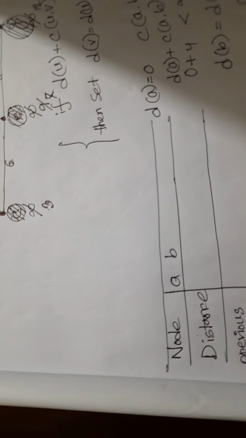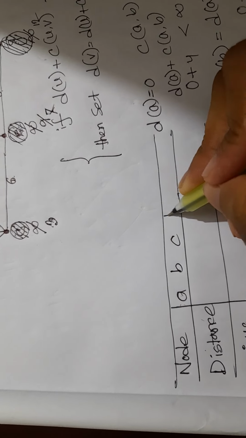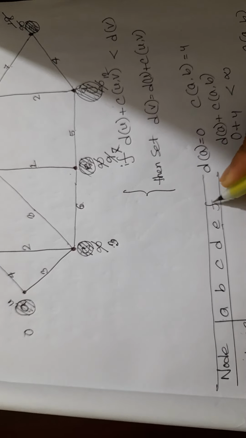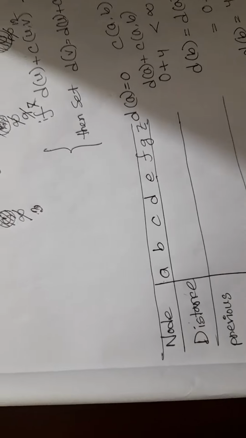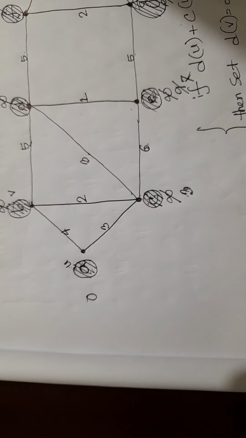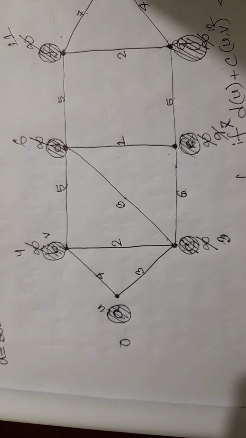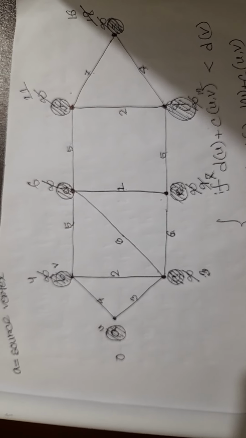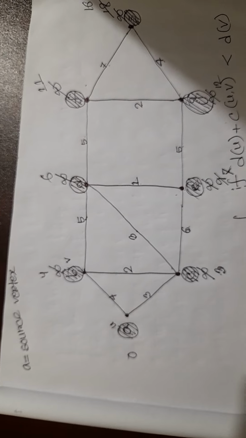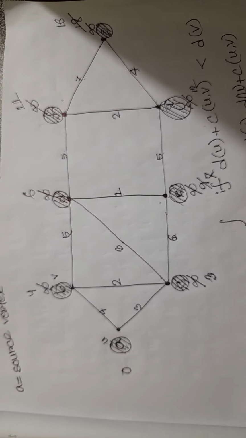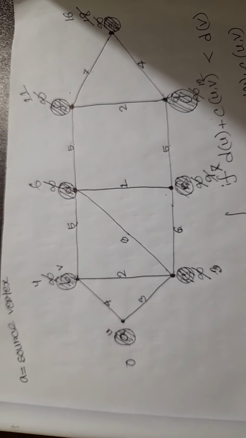Node, distance, previous. Follow me. Now we write the nodes of the graph: A, B, C, D, E, F, G, Z. The distance of A equals 0, the distance of B equals 4, the distance of C equals 3, the distance of D equals 6, the distance of E equals 7, the distance of F equals 11, the distance of G equals 12, the distance of Z equals 16. These are the final distances.